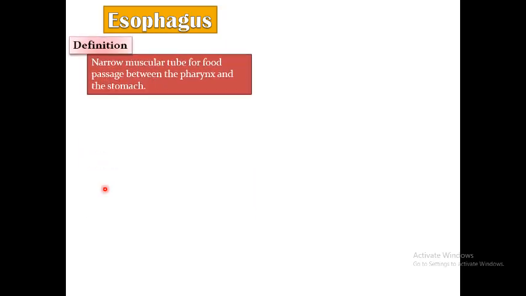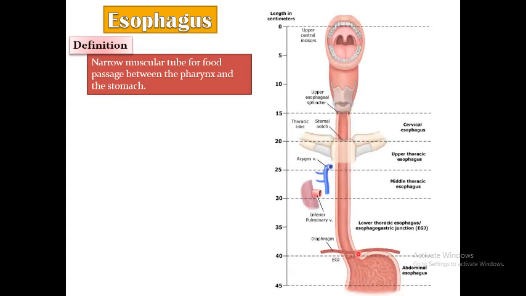So that's about the salivary glands in general, and this is all you need to know about it now. Now we'll talk about the esophagus. What is the esophagus? The esophagus is a narrow muscular tube concerned with food passage, or transfer of food from the pharynx to the stomach. About its length, it's about 10 inches, 25 centimeters.